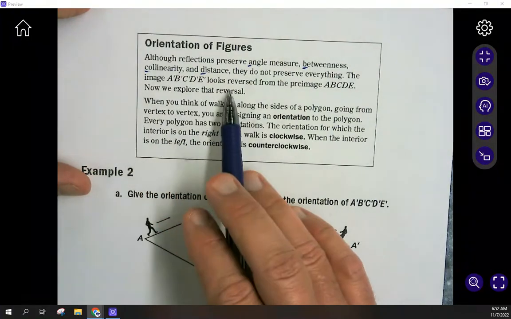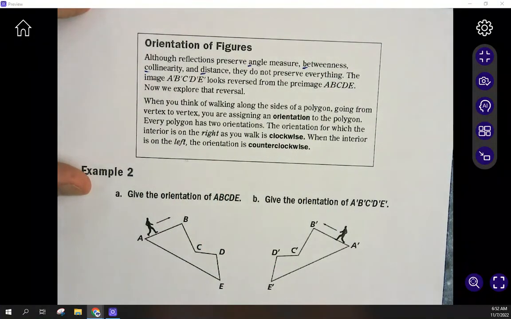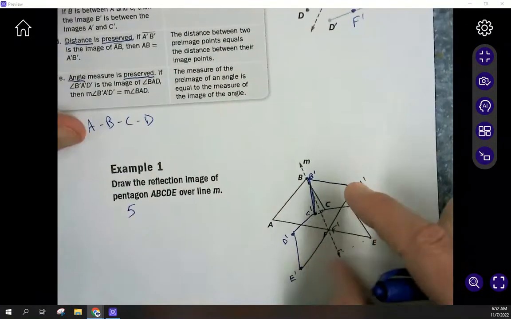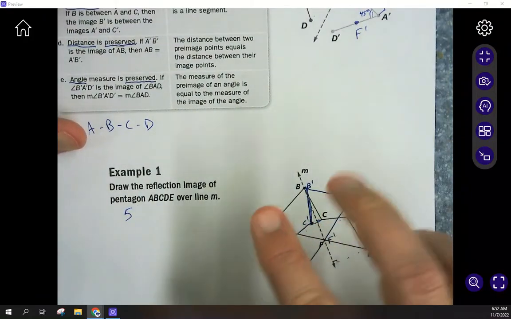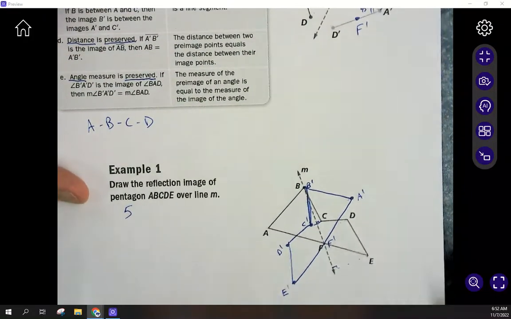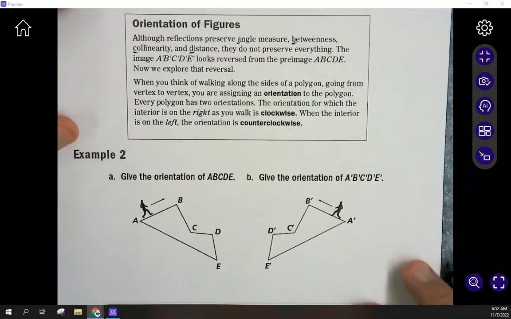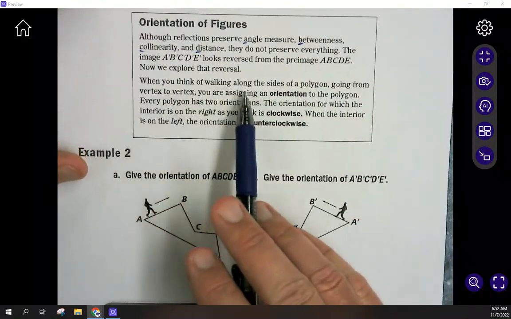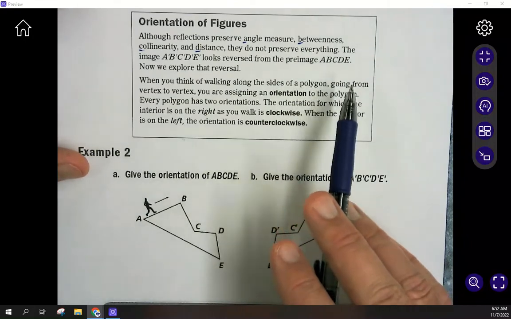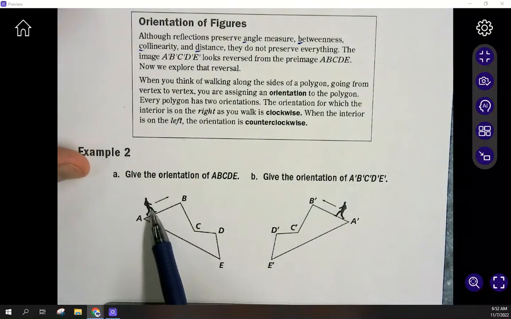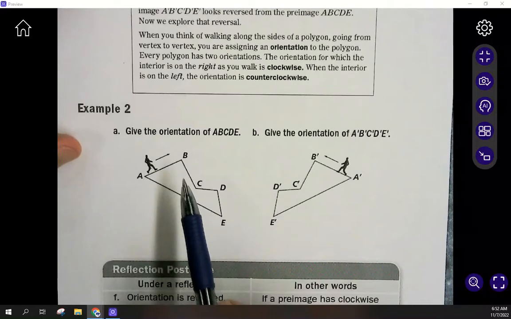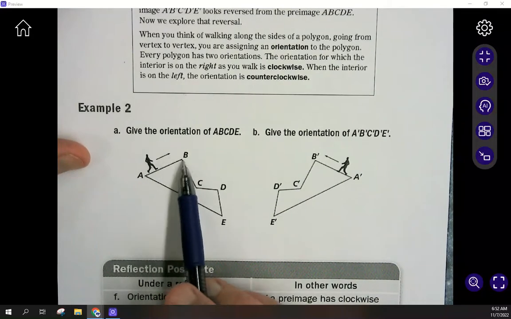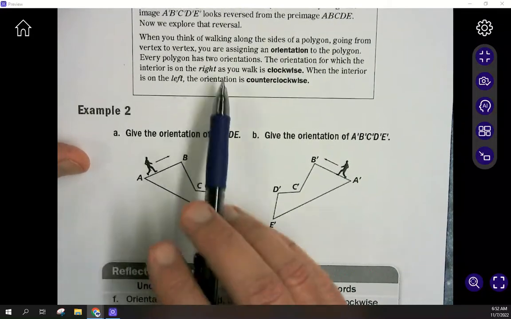The image looks reversed from the pre-image, right? It didn't just come over here somewhere, it's flipped. So when we're talking about orientation, we're talking about the flipping of the shape. So when you think of walking along the sides of a polygon going from vertex to vertex, here you can see they've created a little image for you of someone walking around it. That's what they're talking about.